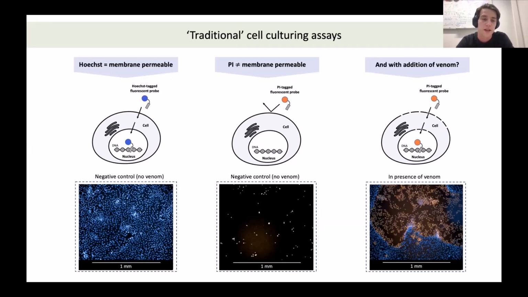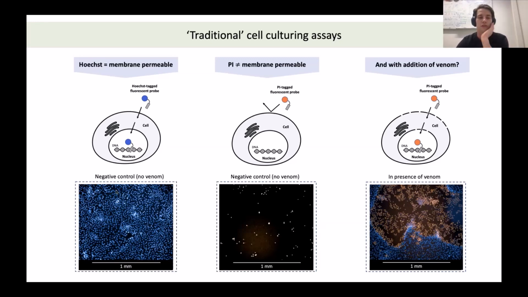So we use two different dyes. We have Hoechst, which is a cell-permeable dye, so it can enter the cell at any point, whether the cell is alive or dead. Then we have a cell-impermeable dye, which is propidium iodide, abbreviated as PI, which can only enter the cell if the cell membrane is disrupted in a certain way.